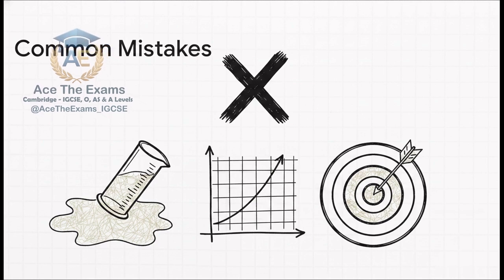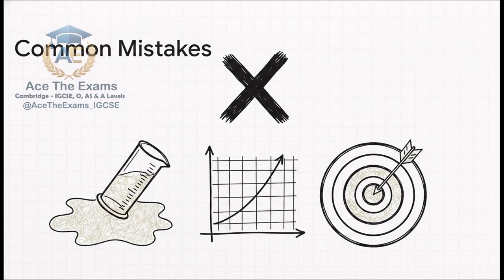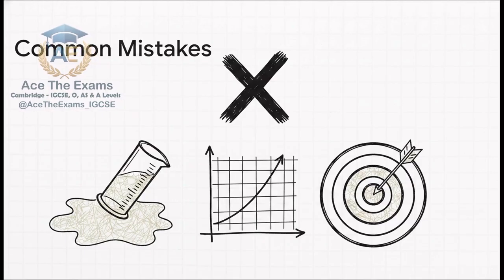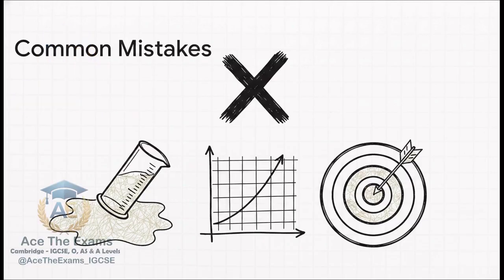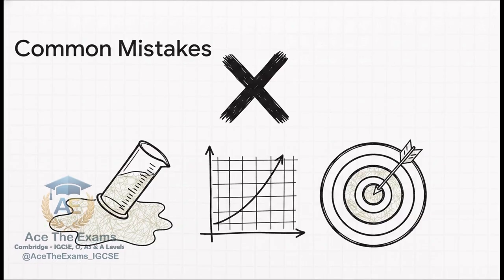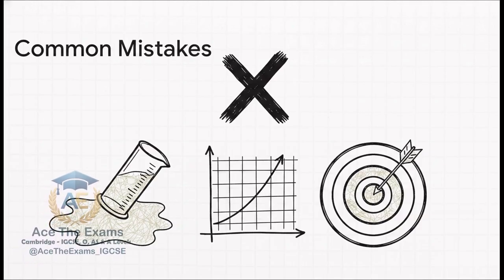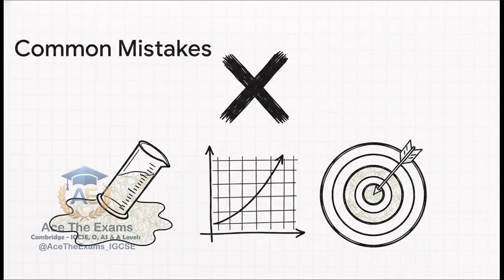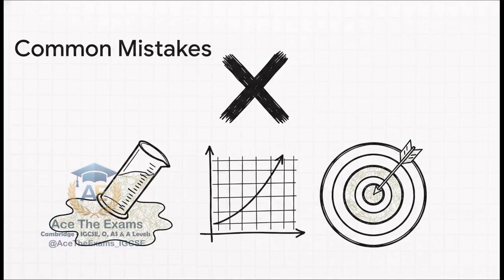Examiners literally pull their hair out when a student chooses an awkward scale, like say 3 units per 2 large squares on graph paper. It makes plotting the points accurately an absolute nightmare under exam pressure. And one bad scale decision? Boom! You lose the axis mark, the plotting mark, and the gradient mark all in one go.